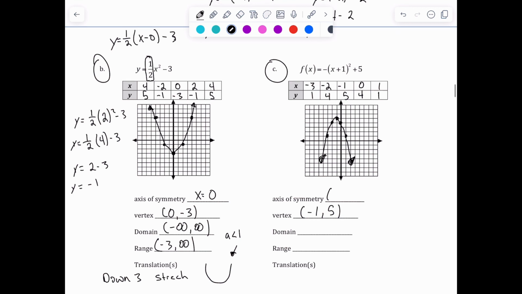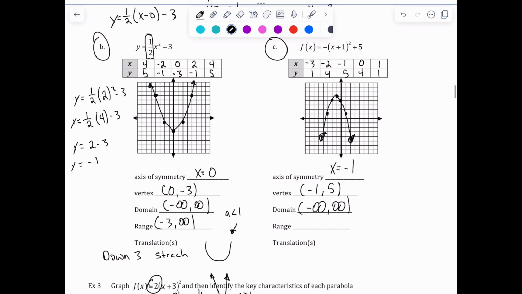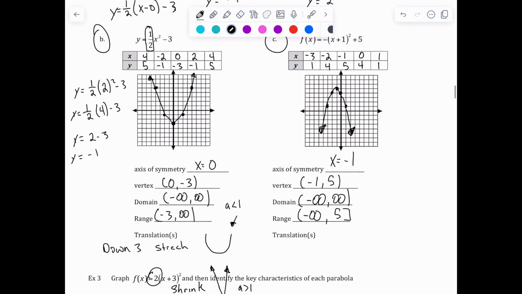So now the domain, again, is -infinity to infinity. The axis of symmetry is going to be x equals -1. Remember, it's the x value of the vertex. The range changed a little bit because it's flipped. Lowest value is -1. The highest value of y is 5. Translations, it looks like I went left 1, up 5, flipped.